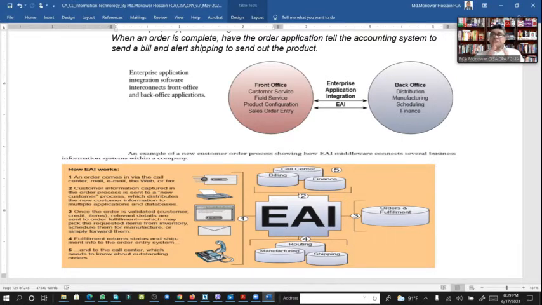So for internal control and others, it is as per the guidelines of Bangladesh Bank. In the same way, here are the front office and back office of EAI, enterprise application integration. What is the front office doing? Customer service, field service, product configuration, sales order entry, etc. In the back office, they are doing distribution and manufacturing, scheduling, financing, and other things. So enterprise application integration software interconnects front office and back office applications through the software.